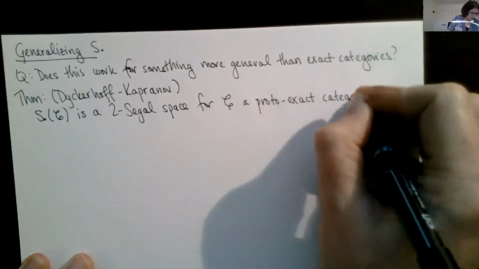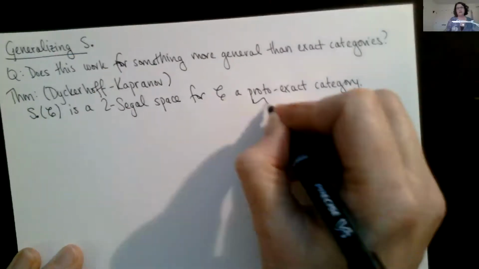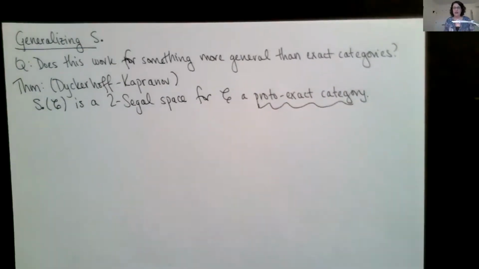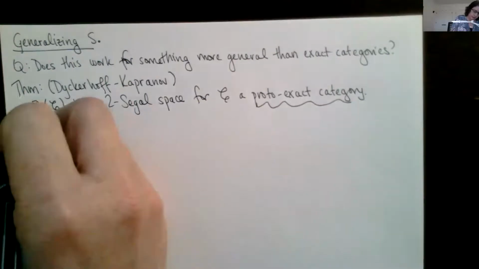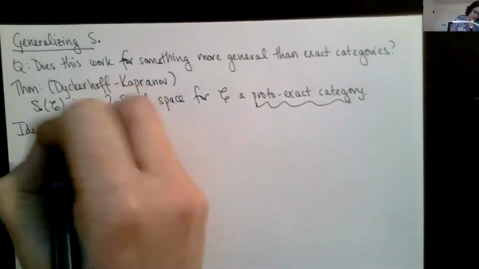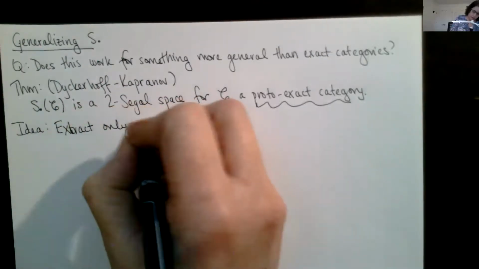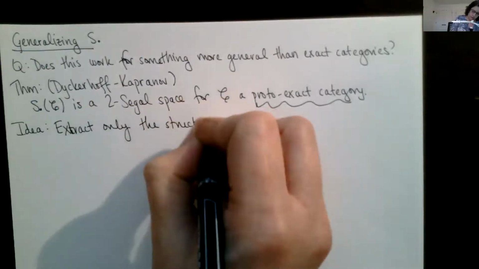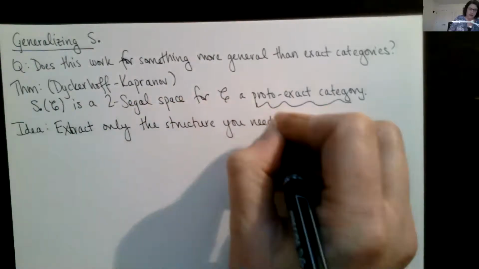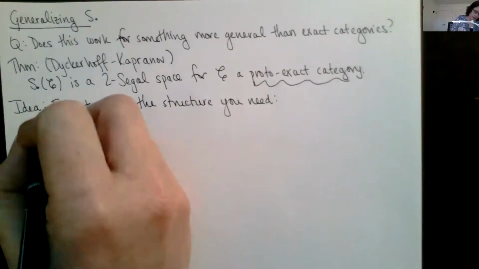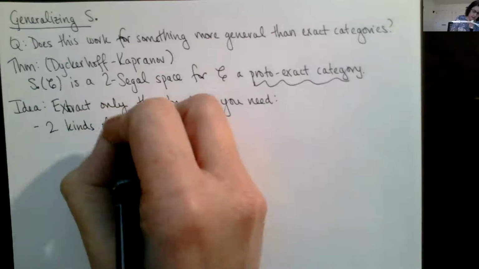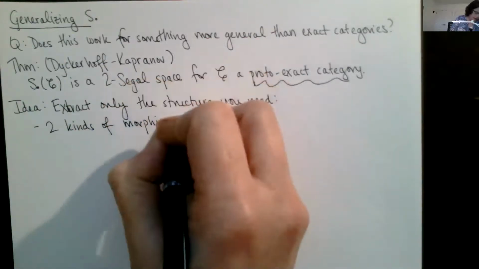So what's proto-exact? That's basically making formal the idea of taking just the structure that you need from an exact category to make the S dot construction work. What is that? You need to have two kinds of morphisms. They still call them admissible monomorphisms and admissible epimorphisms.